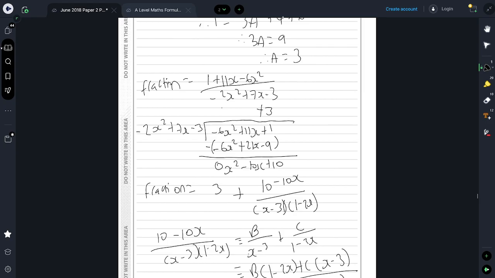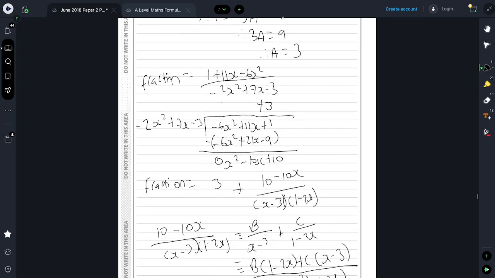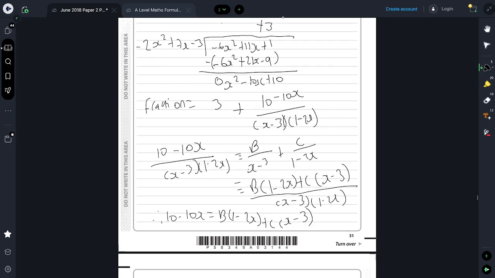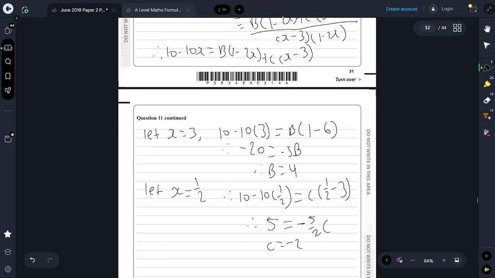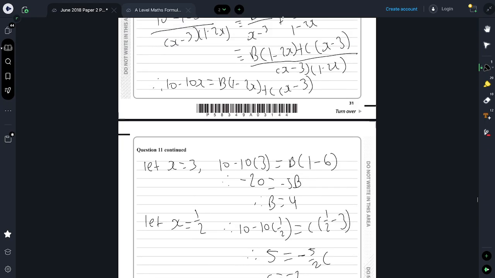But yeah, alternatively, spot the degree on the numerator and on the denominator is equal. Okay, so that means you're eligible to use algebraic division, which we do here. Okay, and then you get 3 plus the remainder. And then you can split this remainder up into partial fractions to then find b and c. Okay, but those are two ways you can do it.